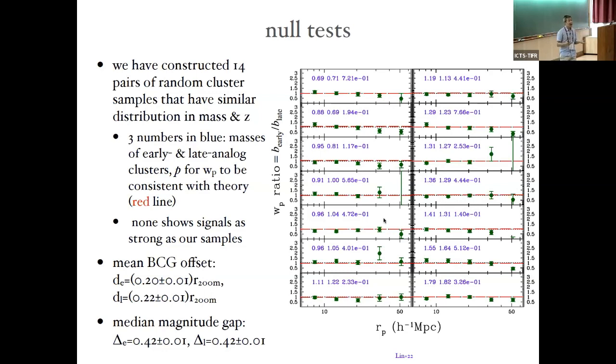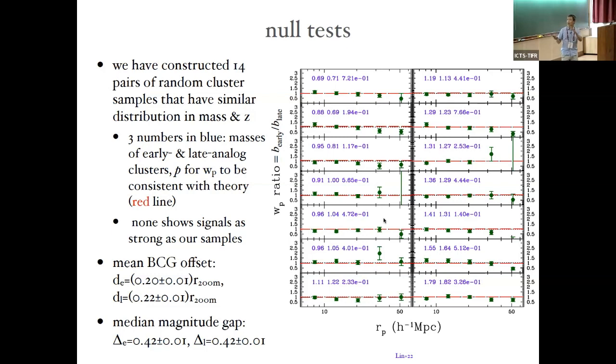And as a sanity check, we have constructed 14 pairs of control samples, which have similar distributions in halo mass and redshift as our real cluster samples. So in each of these 14 panels, the three numbers denote the masses of the early and late analog clusters and the probability for their bias ratio to be consistent with the theoretical expectation, which is shown as the red horizontal line. You will see that none of these shows signals as strong as our real cluster samples.